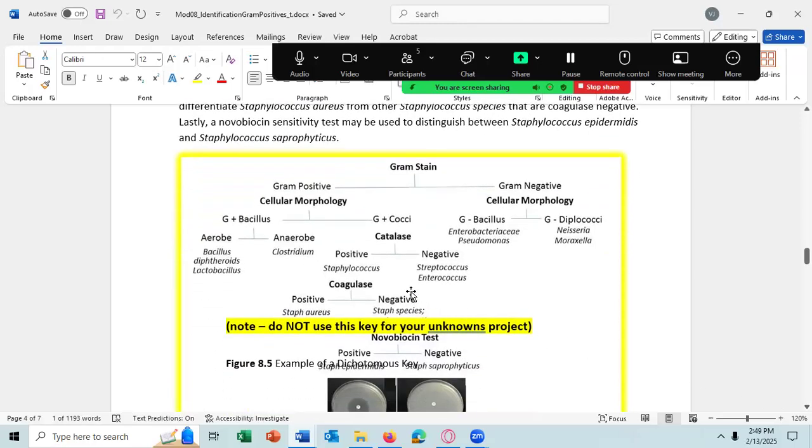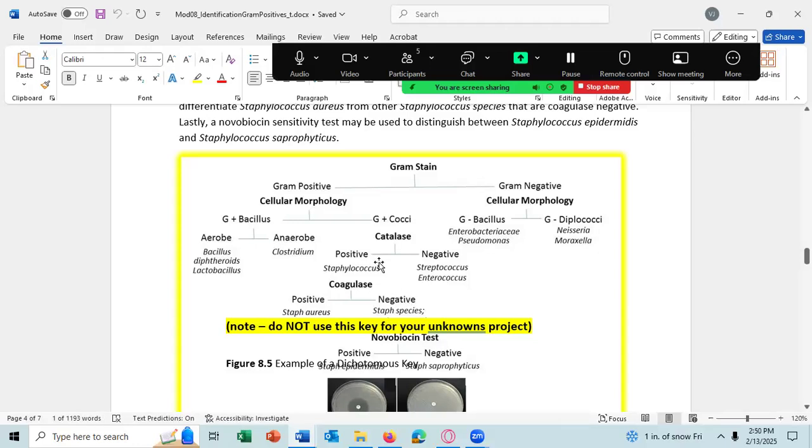And then we can run another test looking to see what the shape of the bacteria is, its morphology. Is it a gram-positive bacillus, or is it a gram-positive cocci? If it's not a bacillus and it's a cocci, then we go this way. We can scratch the gram-positive bacillus out, and then we can run the catalase test. Once again, that separates the bacteria into two possibilities. A member of the Staphylococcus family is catalase positive, or it can be catalase negative, in which case it can be the family Streptococcus or the family Enterococcus.